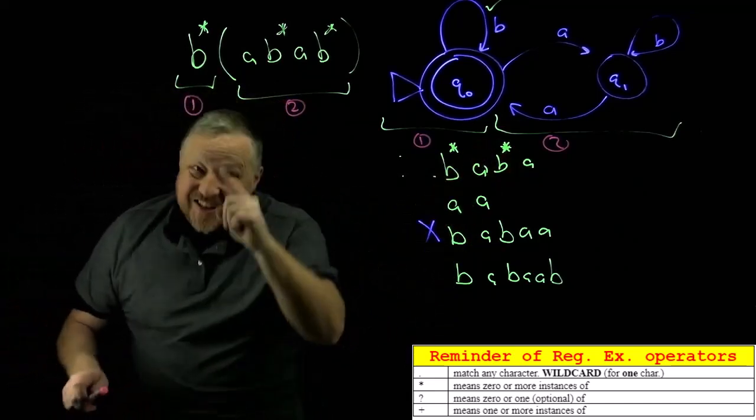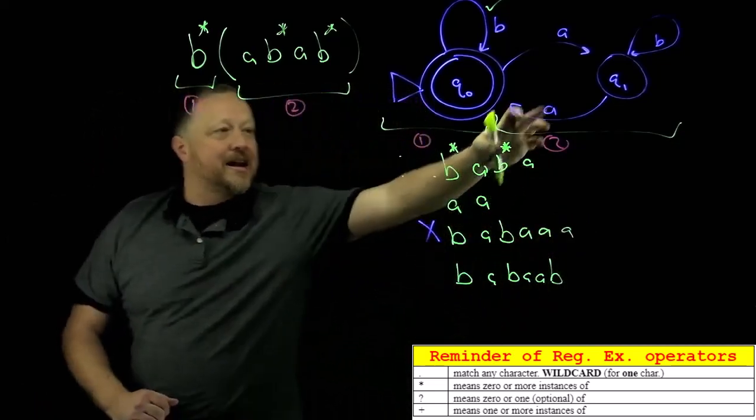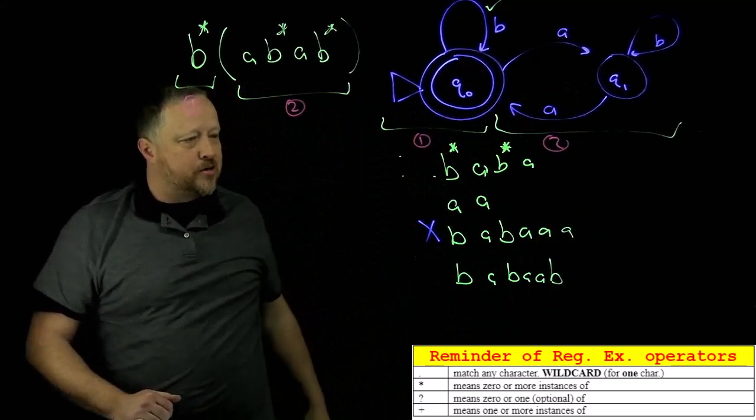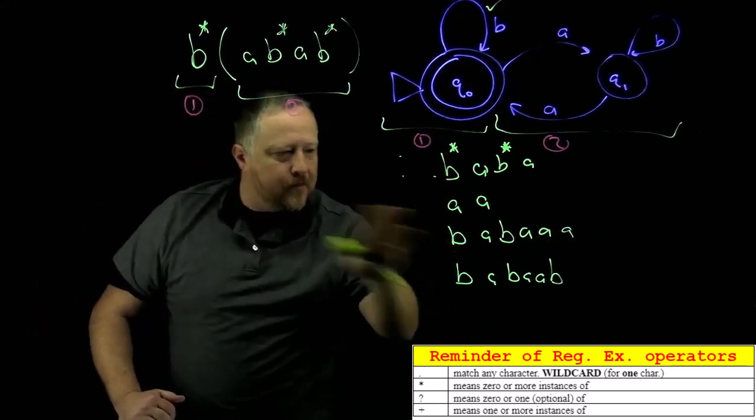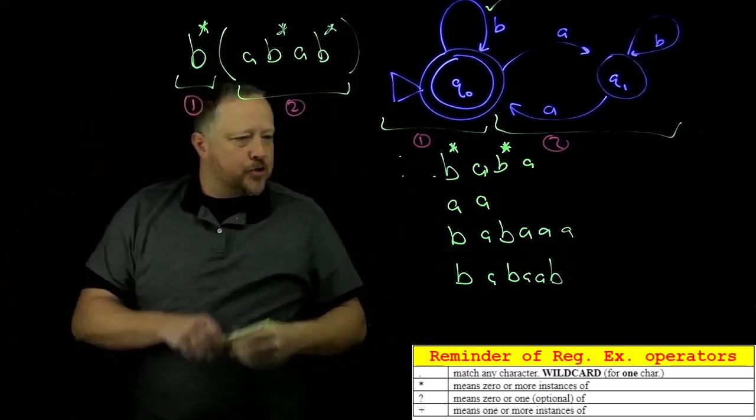I would need that second A that I was just complaining about. I would need that second A to get back to Q0. So that would make it right. And that's what also would make it right here. So I think we've got it here. Well, let's try the last one.